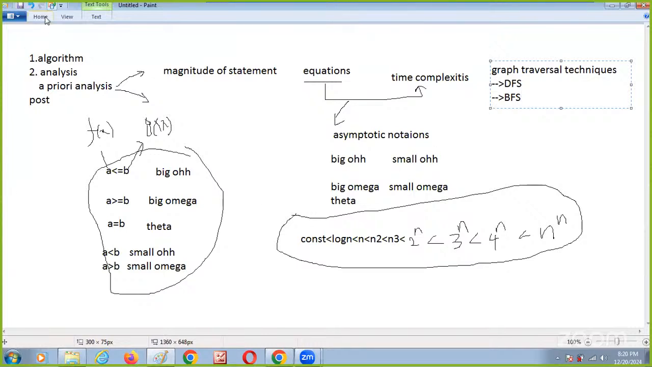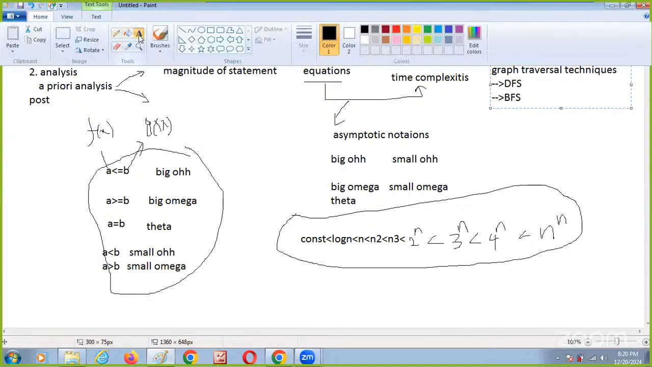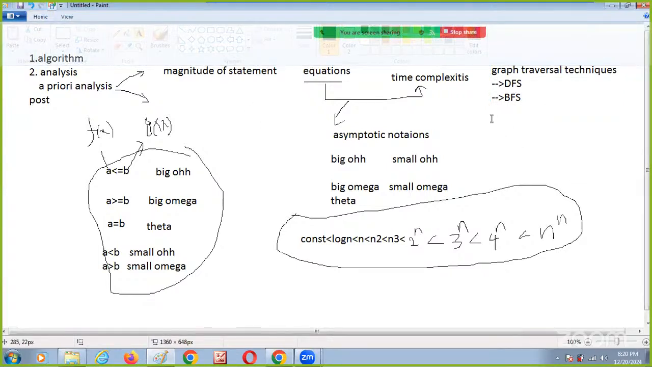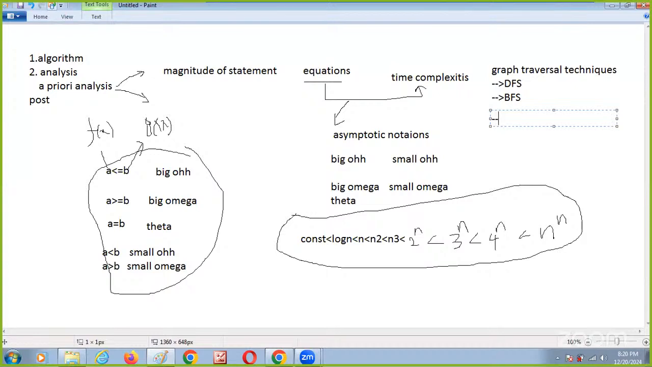Next, we have seen trees. What is the meaning of a tree? A tree is an acyclic graph, and at least two vertices will have degree 1. And we have also seen what the degree of a vertex is.